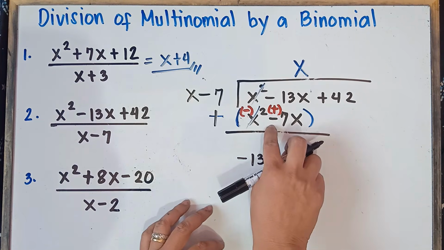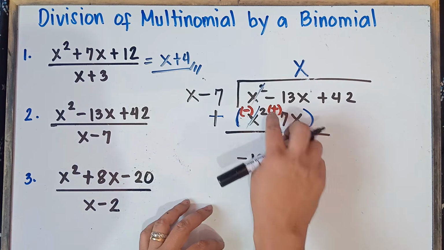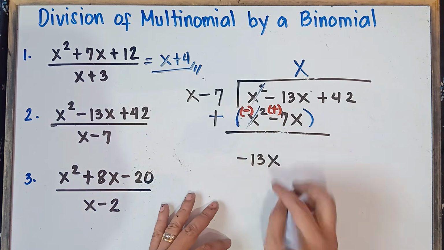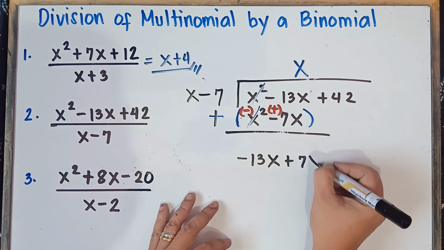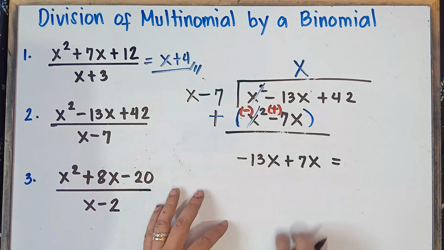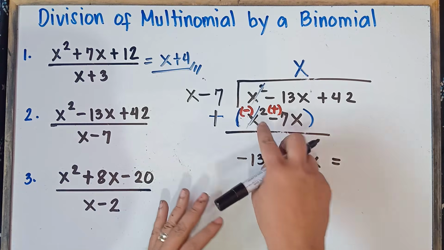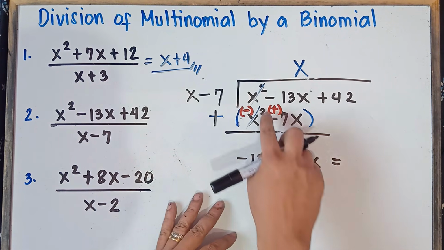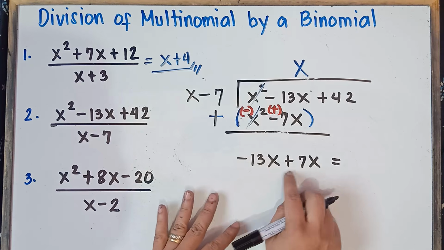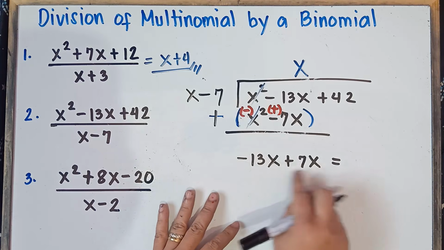And then this is negative 7x a while ago; we changed its sign, so this becomes positive 7x. So negative 13x and then positive 7x. I hope you're not confused. So negative 13x plus 7x.